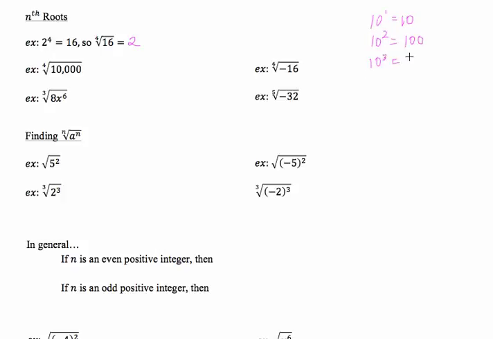If we do 10 cubed, remember you just add a 0 each time, that's 1,000. So 10 to the fourth is 1,000 times 10, which is 10,000. So therefore the fourth root of 10,000 must be 10, because 10 to the fourth power equals 10,000.